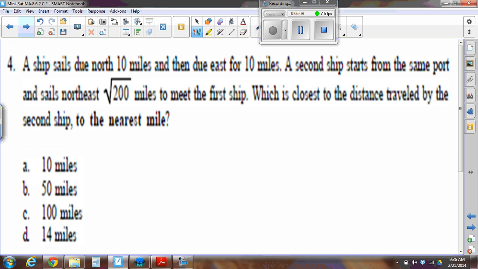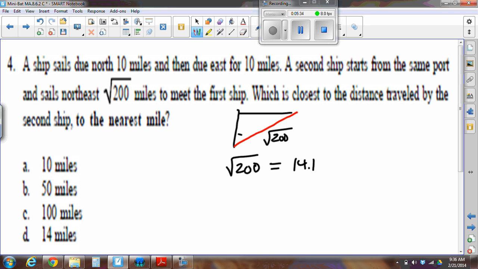Number 4, which again should have been the easiest one, although they tell you about going 10 miles north and 10 miles east, that doesn't matter because they wanted to know what the straight path was to go from here to here, which they said was radical 200. So really, all they wanted to know was what is the square root of 200. So press 200, hit the square root button, and you get 14.14. Answer is D.